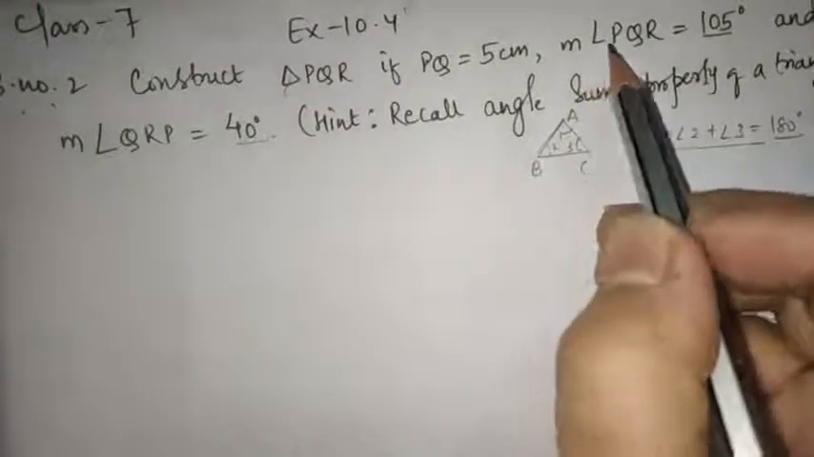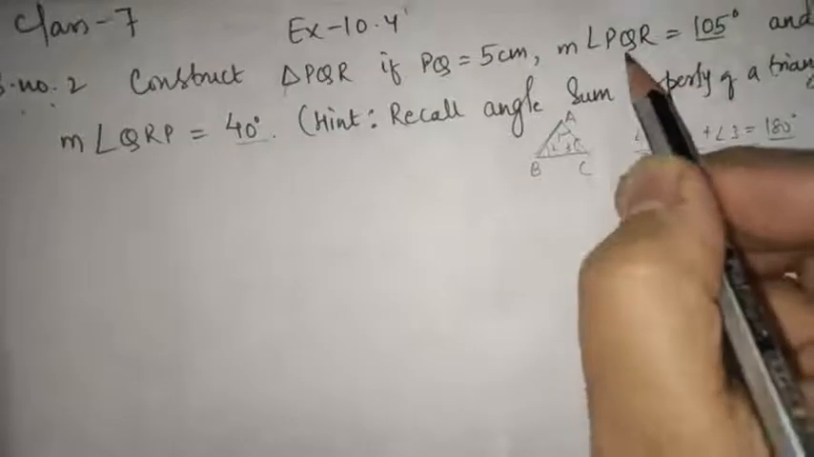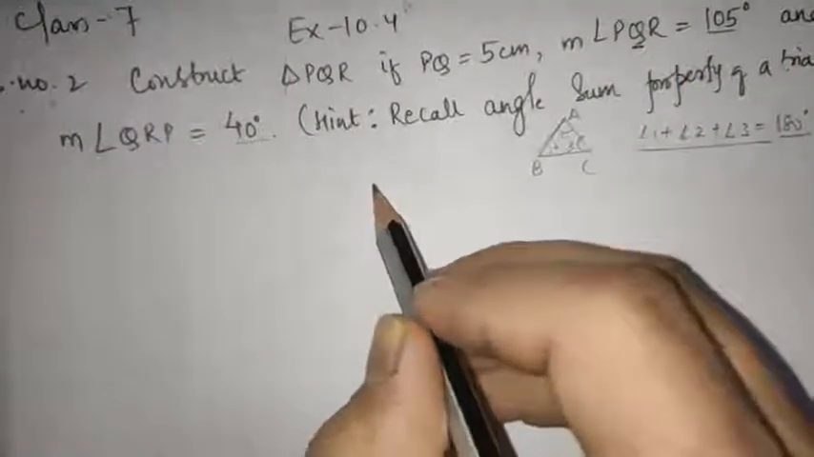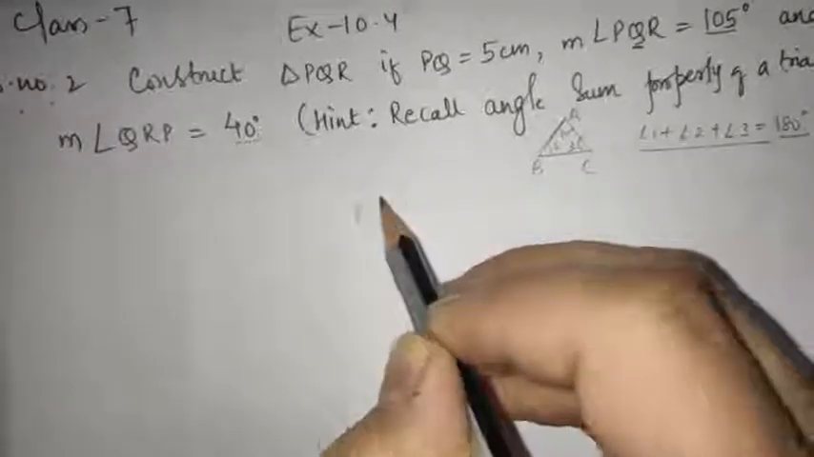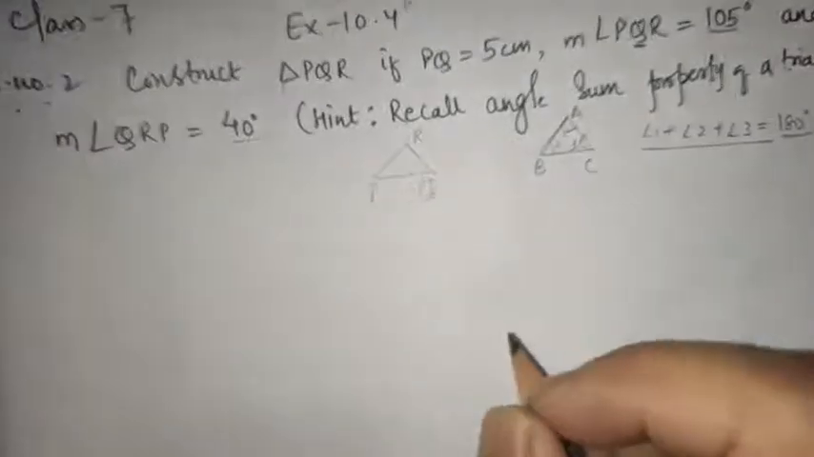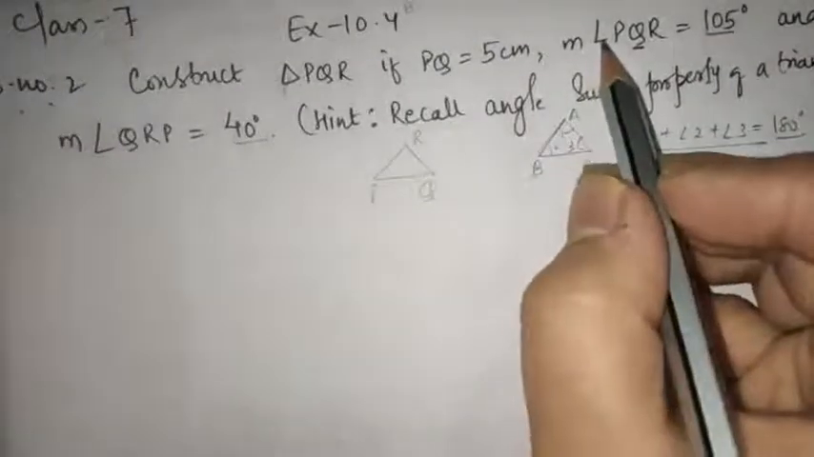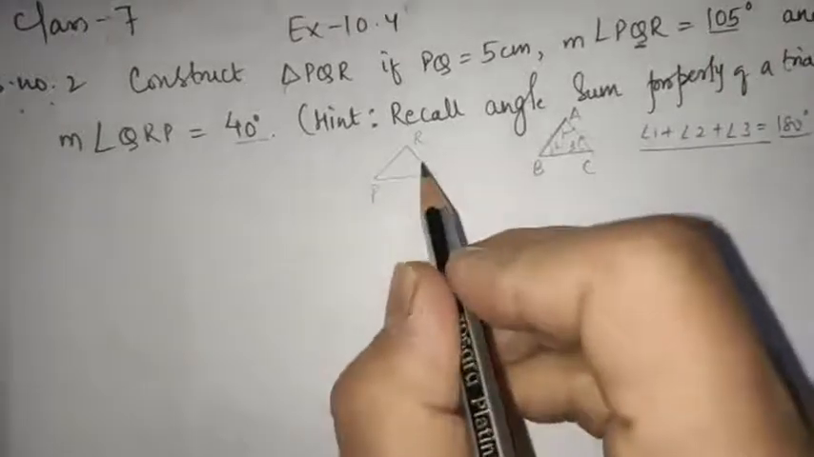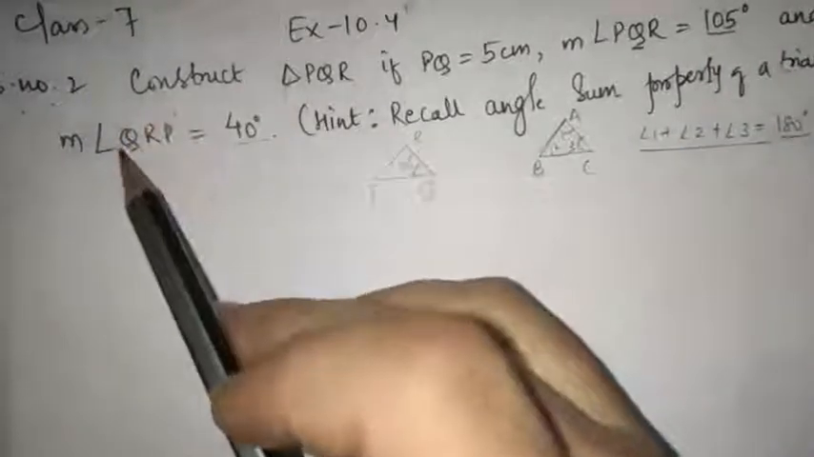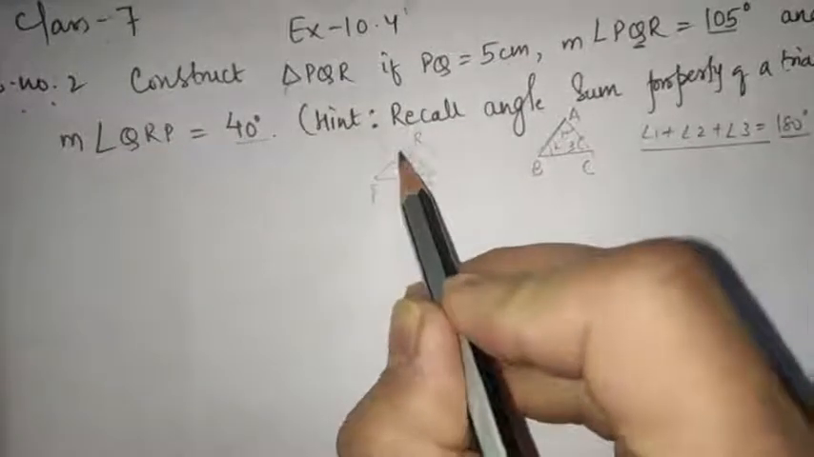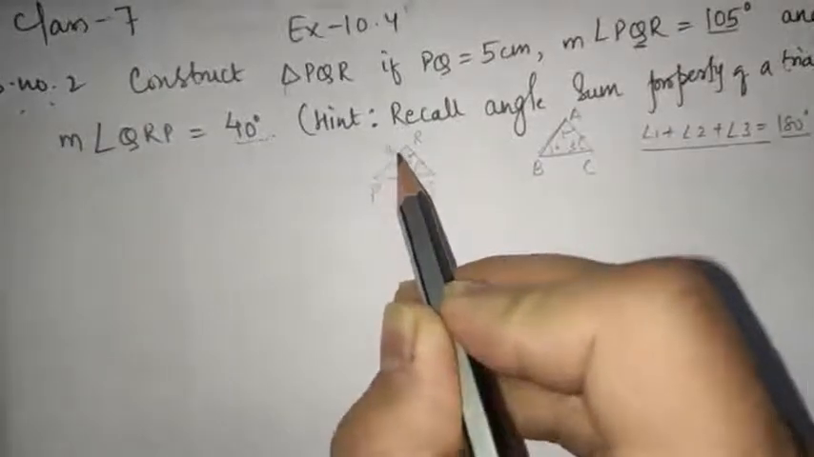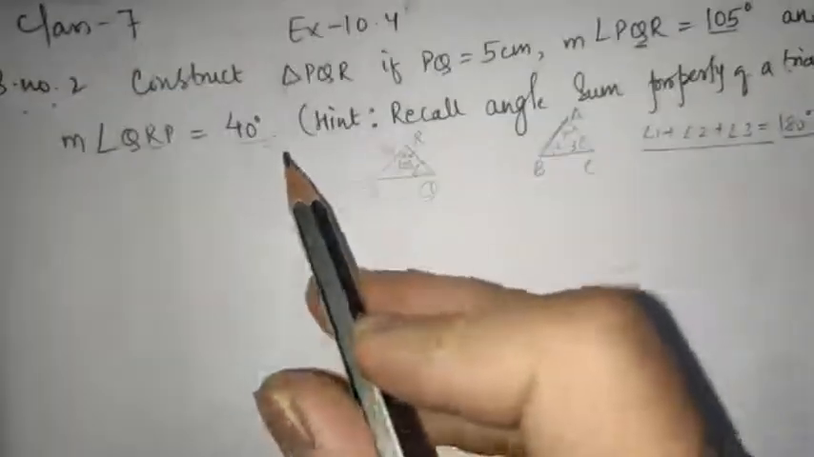Okay, here angle PQR is given. So angle Q is given. Suppose this is the triangle PQR given here, right? So angle Q here is 105 degree, and angle QRP here, angle R, is 40 degree. So I'm writing here angle R is equal to 40 degree.